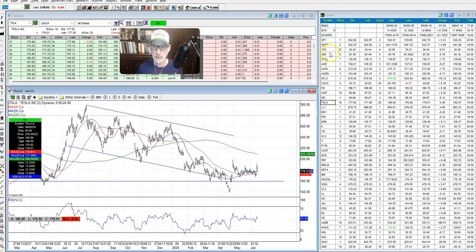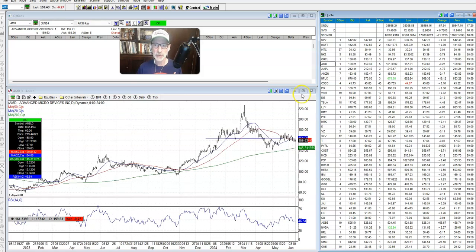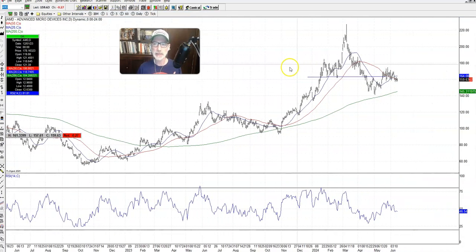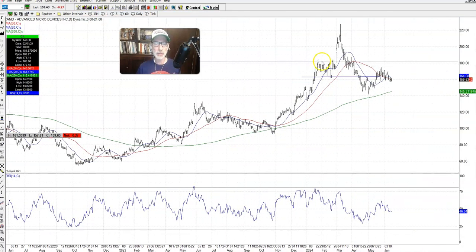What else? Let me find some other stocks that are worth looking at here. AMD is another favorite of mine. I'm really surprised at how AMD is not really moving anywhere compared to the way Nvidia and Micron have been moving.